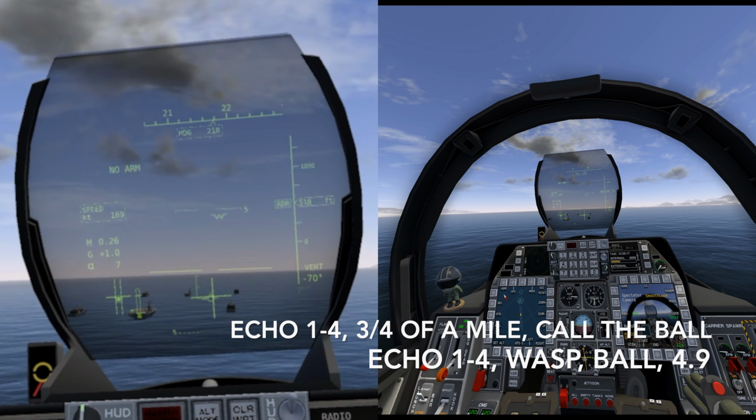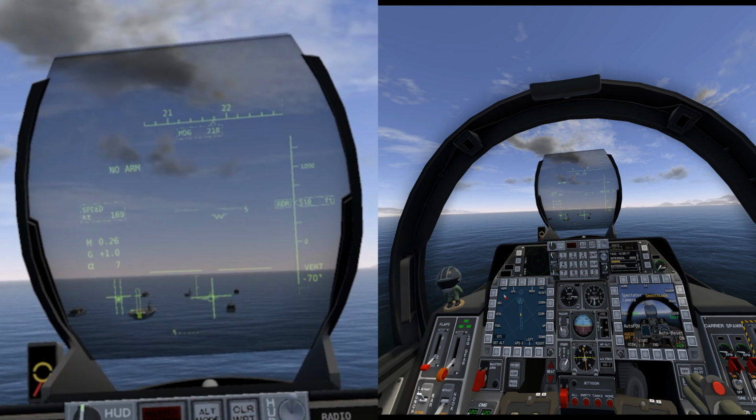First, you need to confirm who you are by confirming your aircraft designation by saying Echo 1-4. Second, you state your aircraft type, in this case, Wasp. Third, you confirm that you see the ball by saying ball. Note, if you don't see the ball, then your hook is not down. And fourth, state your fuel state in decimal format. So if your fuel gauge shows 4,950, you would say 4.9.